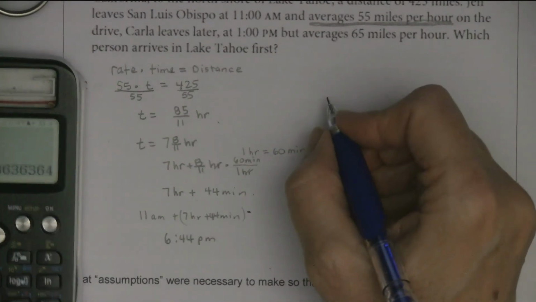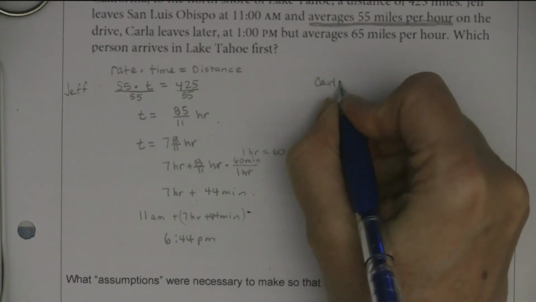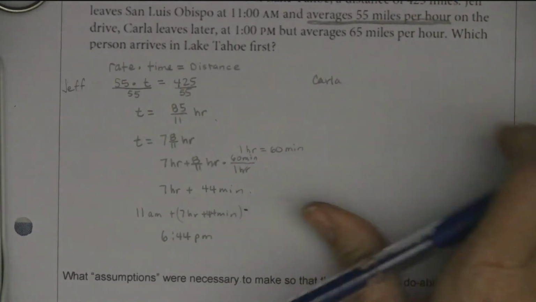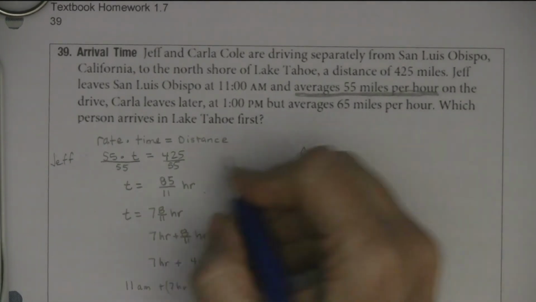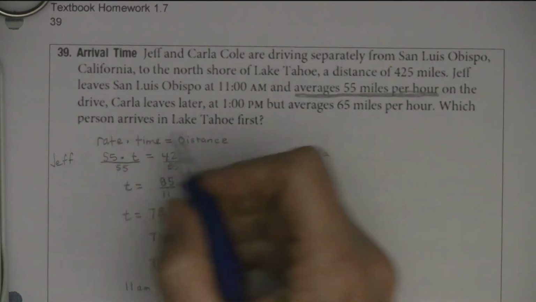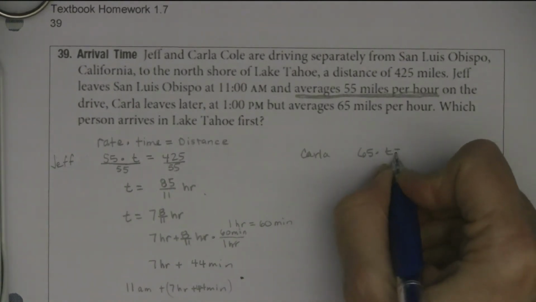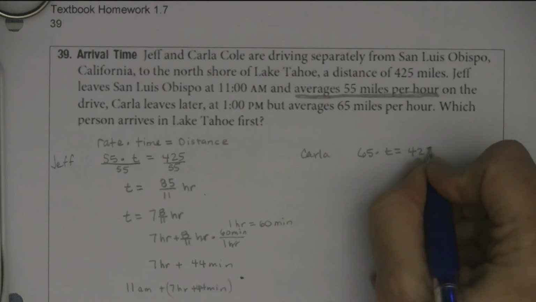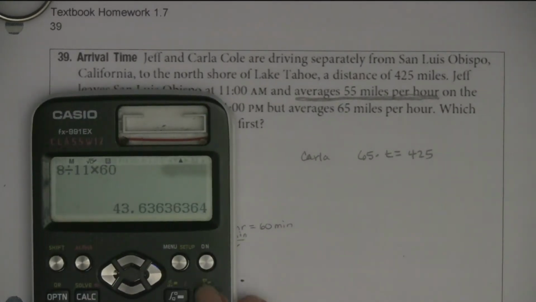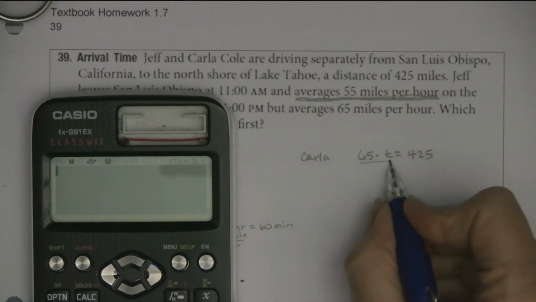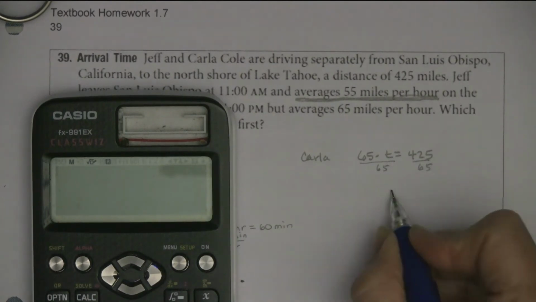So let's see about, what was her name? Carla? So her same story, right? Rate times time equals distance, but she instead goes 65 on average, and her distance is 425. So she doesn't always go 65 miles an hour. It's just her average rate, excuse me.